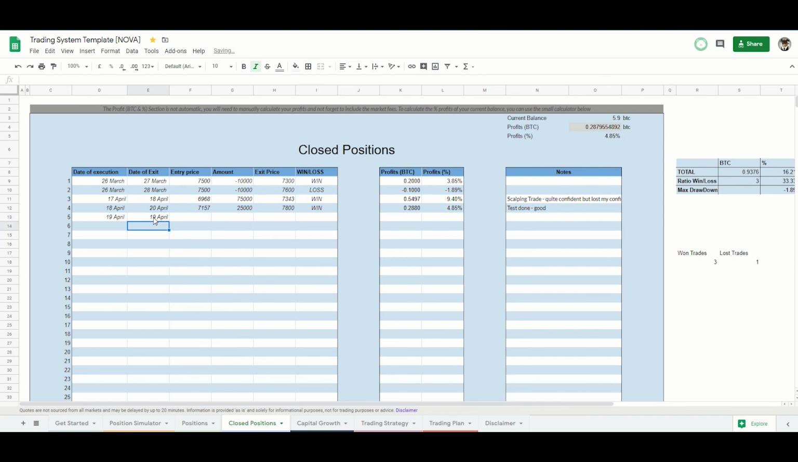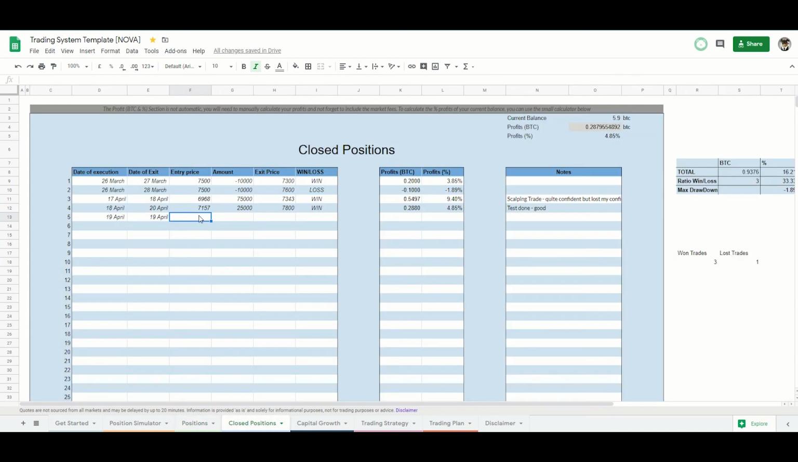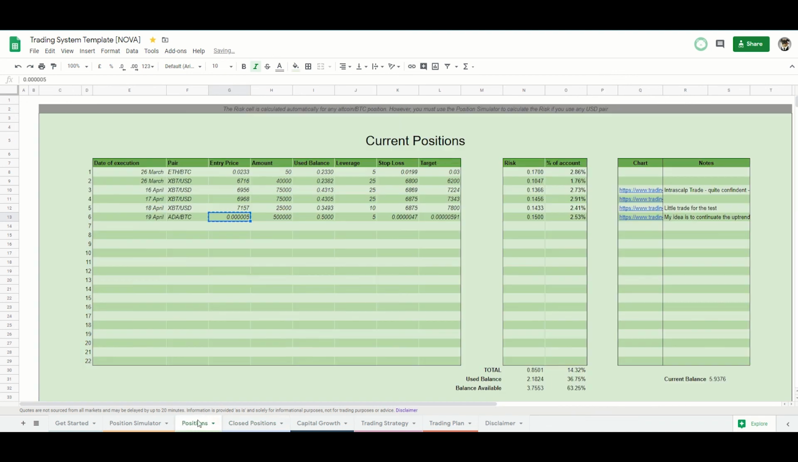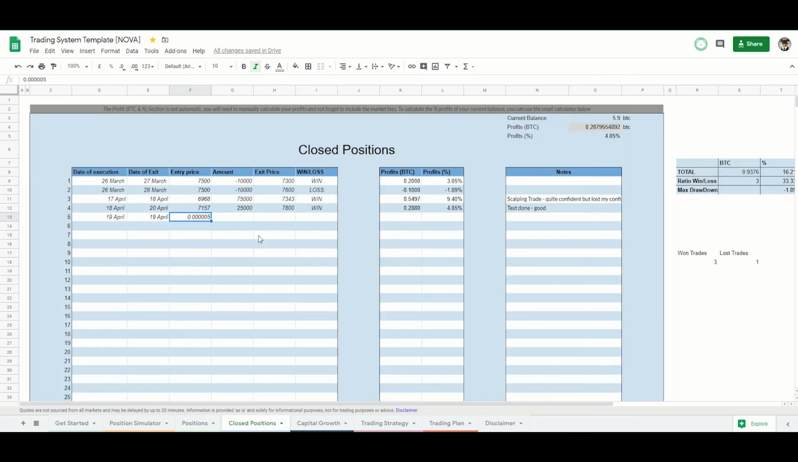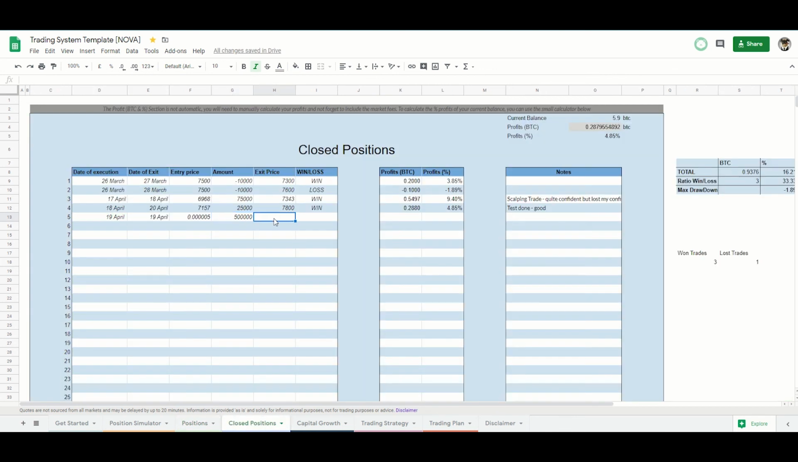Let's write it down. All right. So entry price is here. Amount is here. And exit price is the target. And you can write here loss or win. So here it's a winning position. I'm going to write win.